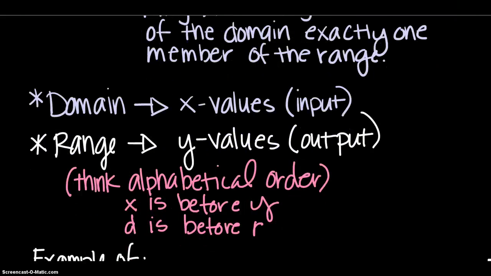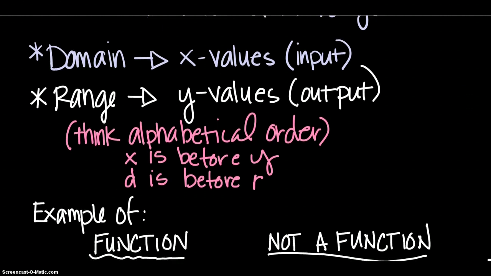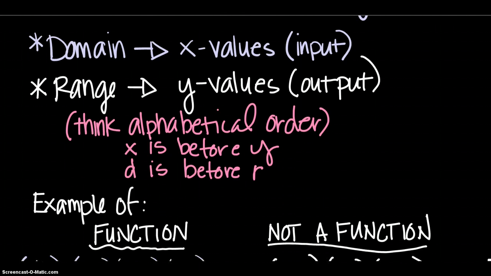So you need to know what the domain and the range are. Everything in the domain is the x values, or what you input. The range is the y values, or the output. And if you can't remember that the domain is the x values and the range is the y values, think alphabetical order. X is before y in the alphabet, D is before R in the alphabet, right? So X goes with D, Y goes with R. Okay? So, examples of functions.